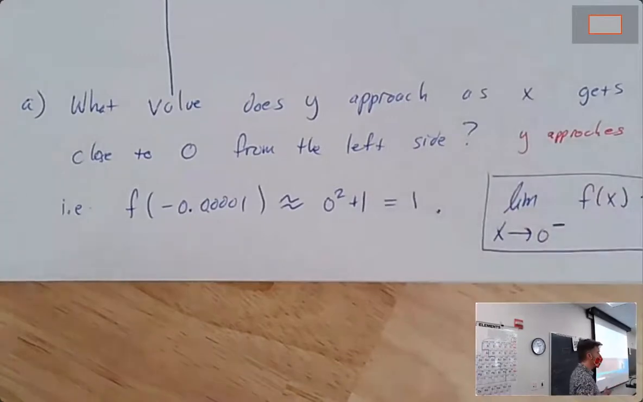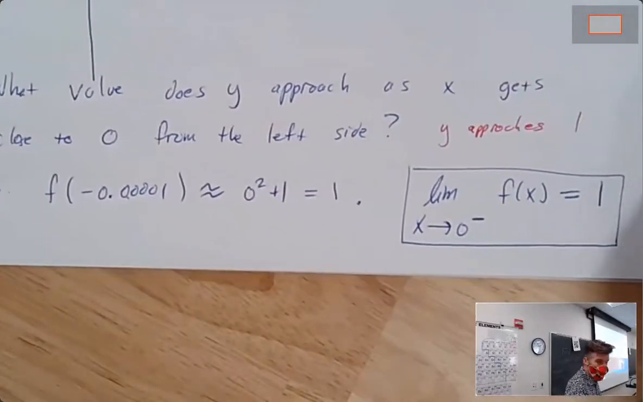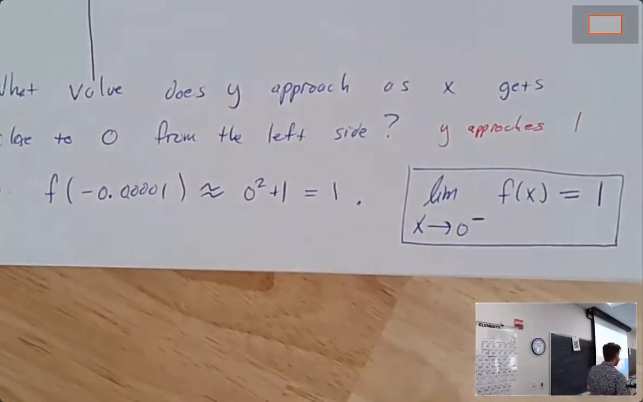And literally all this means is what we just said. It doesn't necessarily mean that the function is equal to 1 when x is equal to 0, although it is in this particular example. All it means is that as x gets closer to 0 from the left side of 0, the y values get closer to 1.